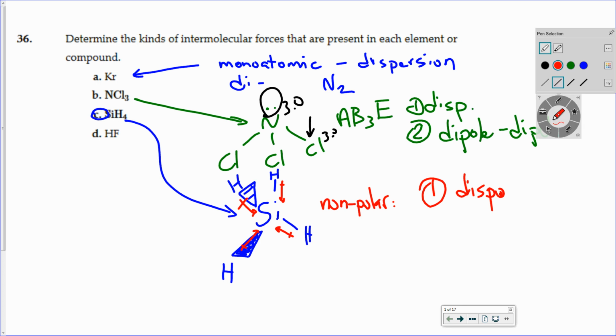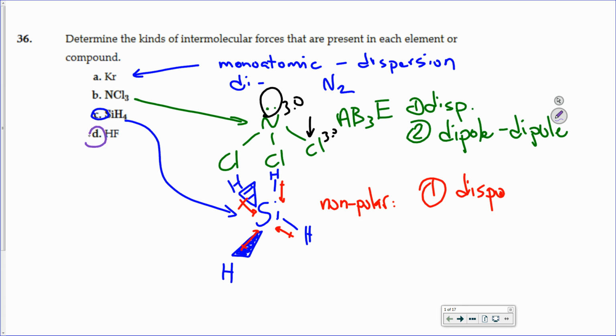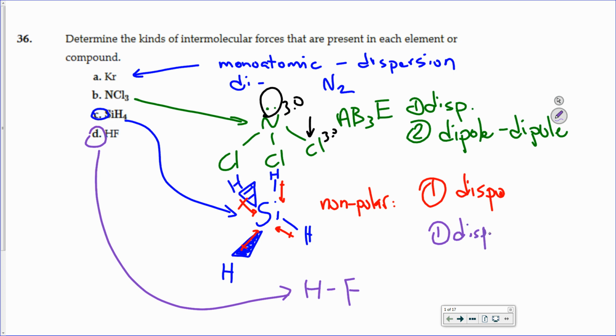All right, we'll do the last example, the last one. So if we do D, I've got HF. I know that everything has dispersion, so it's going to have those. What can you tell me about HF?